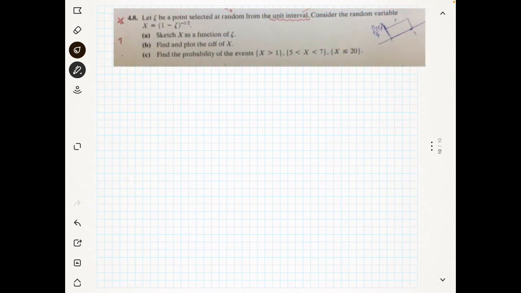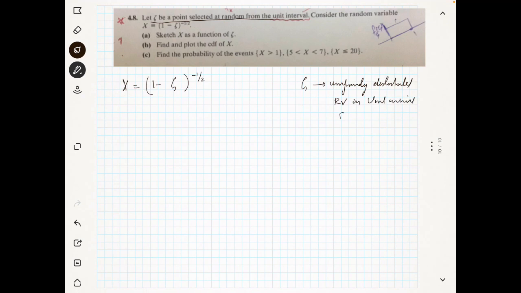So the next problem is basically a function of a random variable. Now you can see you have a random variable X which is equal to (1 minus zeta) to the power minus 1 by 2, and this zeta is already given as a random variable which is uniformly distributed in the unit interval. What is that unit interval? Unit interval means it's 0 to 1. So it is a uniform distribution.